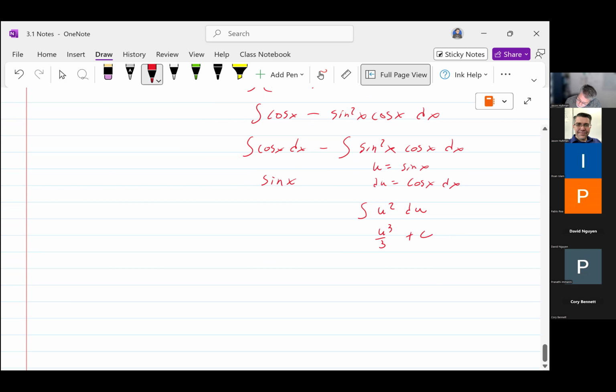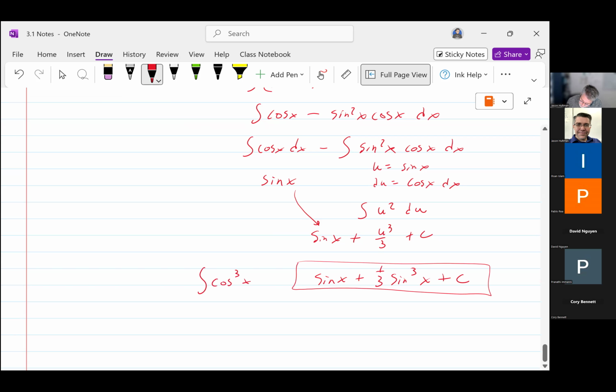Okay, there's no limits of integration, so I can't evaluate. But I do want to plug in what u was. Well, u was sine x. So this becomes sine x, which was brought down from my first integral, plus 1/3 sine cubed x plus c. Okay, and that was the integral of cosine cubed x dx. Right?